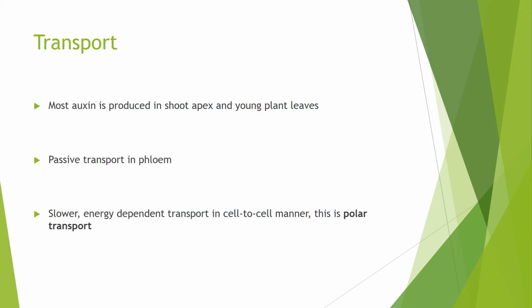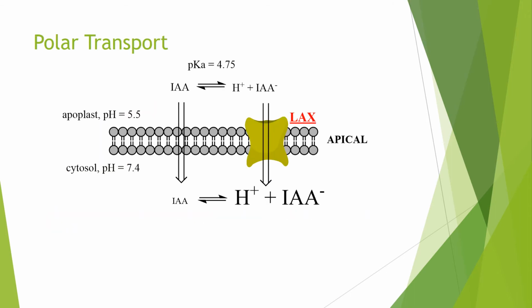Now on to moving the auxin around the plant. Most auxins are actually produced in the shoot apex and young plant leaves at the top, and must be transported down to the lower organs. This transport can be either passive in the phloem or more actively in polar transport, which is a cell-to-cell transport occurring in the vascular cambium and its derivatives that are partly differentiated. So polar transport requires transport across cells, and so we need to get it into the cell and then back out of the cell.